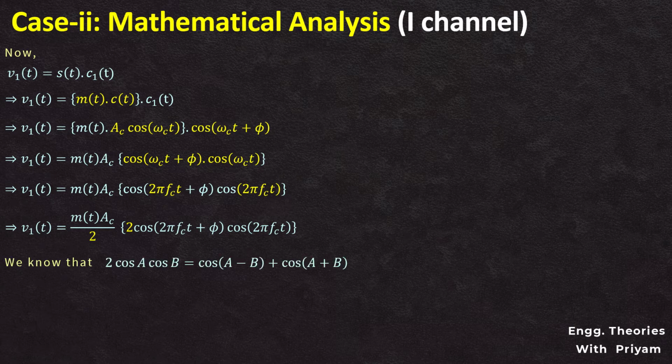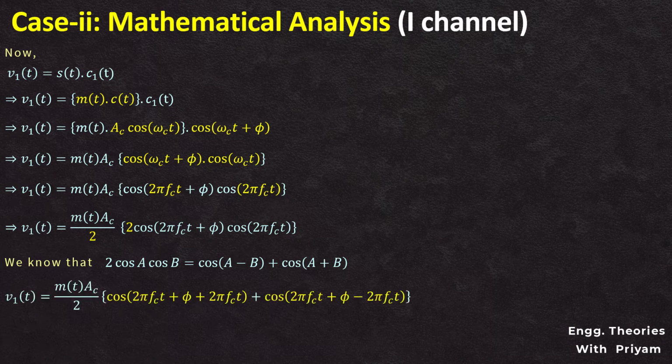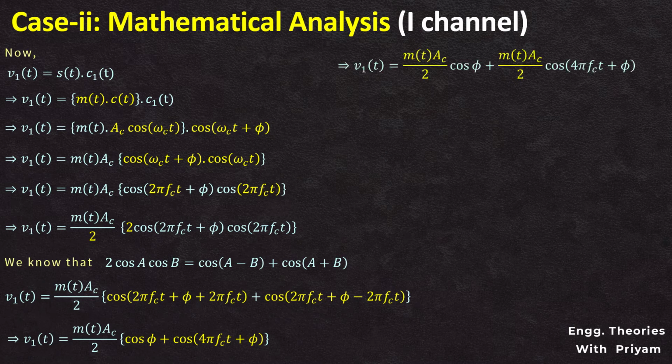Now we know that 2 cos A cos B is equal to cos(A minus B) plus cos(A plus B). If we apply the formula, then the equation of v1(t) becomes m(t) Ac/2 into [cos(2 pi fc t + phi + 2 pi fc t) plus cos(2 pi fc t + phi minus 2 pi fc t)]. If we simplify this equation, v1(t) will look like m(t) Ac/2 [cos(4 pi fc t + phi) plus cos phi]. Now we need to multiply m(t) Ac/2 with both the terms, then the equation of the upper product modulator becomes v1(t) = m(t) Ac/2 cos(4 pi fc t + phi) plus m(t) Ac/2 cos phi.